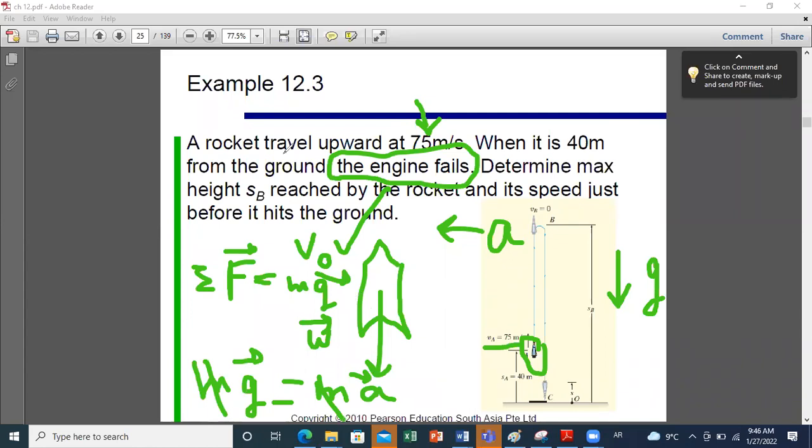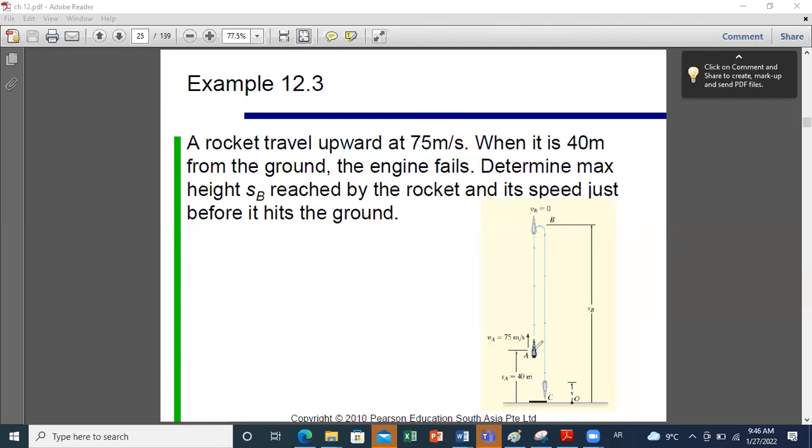Until now in this problem, we know the initial velocity at which the projectile motion starts, 75 meters per second. So this is V0. We know at this stage the height of the particle is 40 meters, so this is S0, position 0 for us. And we know that the acceleration is restricted to the vertical component, ay, which is equal to minus g.